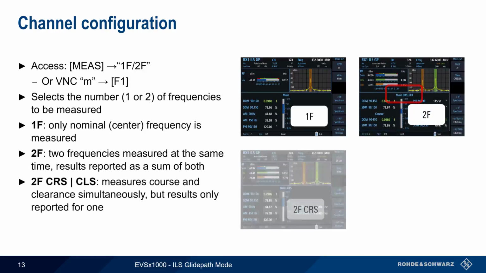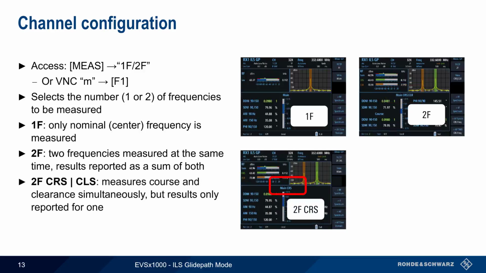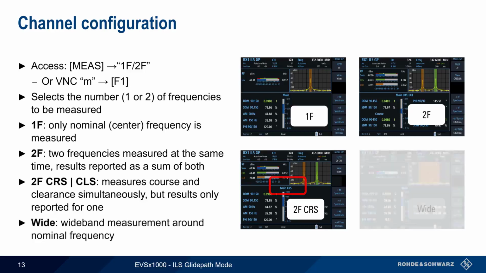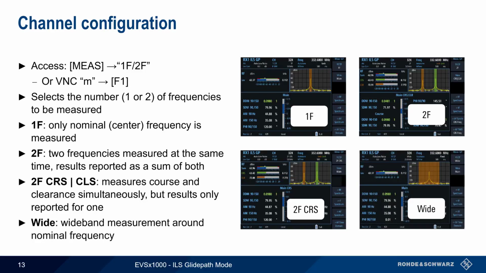It's also possible to perform a dual frequency measurement where results are reported either for coarse or for clearance. And finally, there's a wide mode that measures over a wider bandwidth. This can be used to look at both single or dual frequency glide path signals.